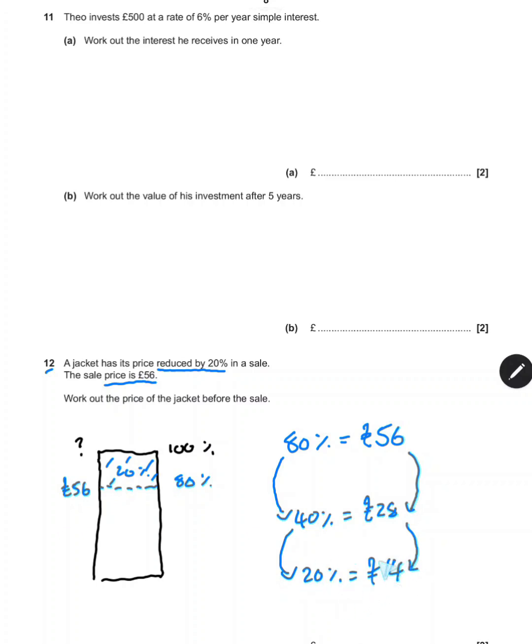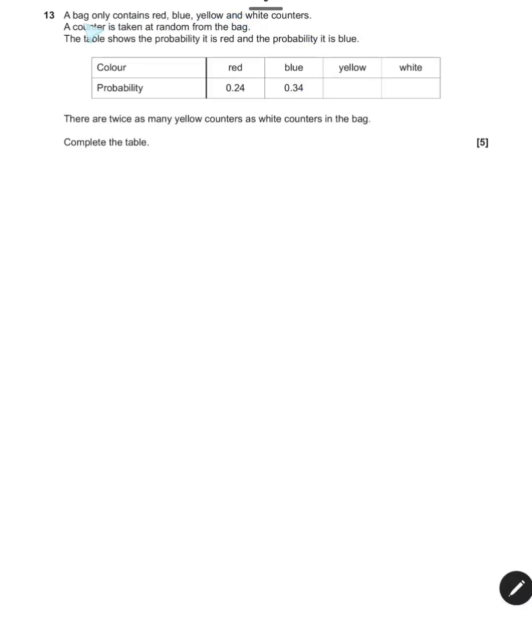Well, this is now the 20% that I removed to start with. So to find my 100%, it's just going to be my 80% added to my 20%, which is 56 added to 14, and that comes to £70. Question 13. And here we've got a bag containing red, blue and yellow and white counters.